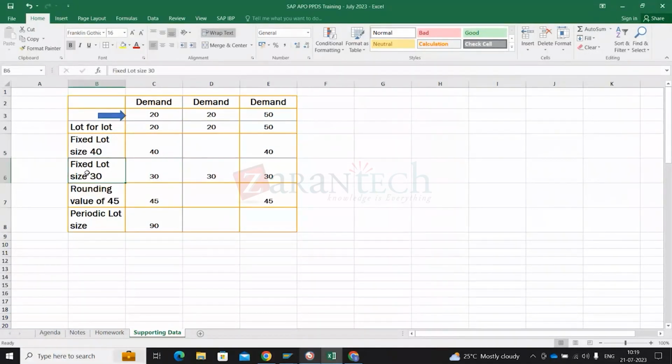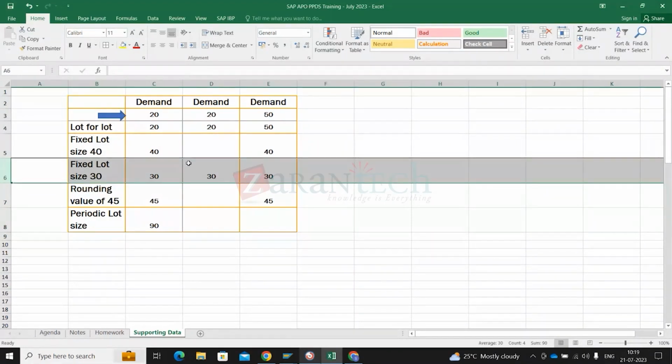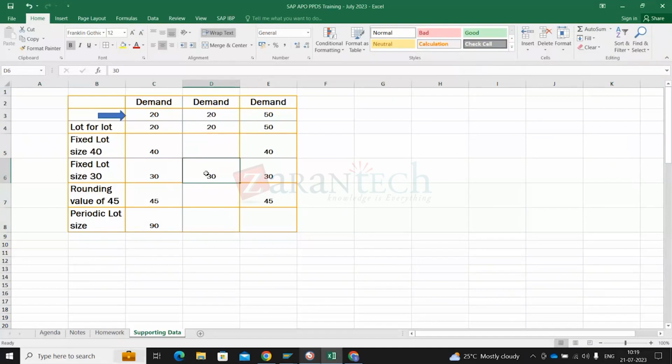If the fixed lot size is 30, then in the first week it would create 30. Out of 30, 20 got consumed and 10 is left. That 10 excess cannot fulfill the 20 demand, so it would again create a 30 next week. So this is 30, 30, 60, and then you're left with 20 again, because out of this 30, 20 are consumed. That 20 cannot fulfill the 50 demand, so it would again create a 30 here. That way your total demand of 90 can be fulfilled with 30, 30, 30, which is 90.